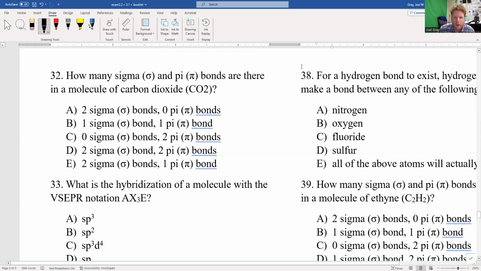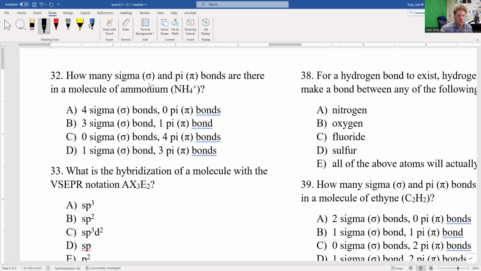Okay. Now I got to pause because I got to change my questions up. All right. How many sigma and pi bonds are there in a molecule of ammonium? Well, NH4 plus, 4 sigma, 0 pi.